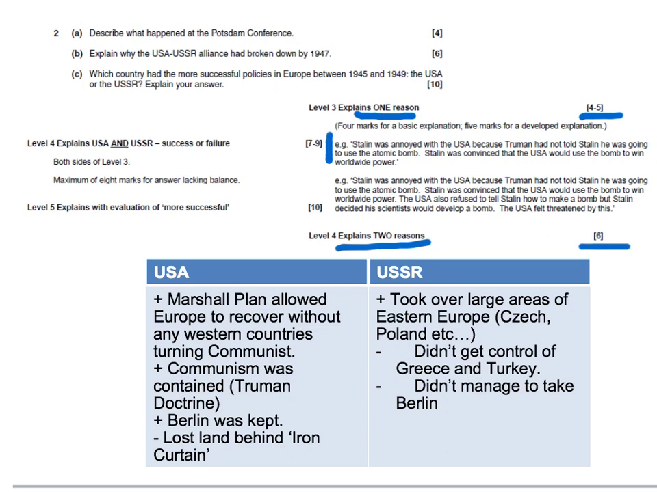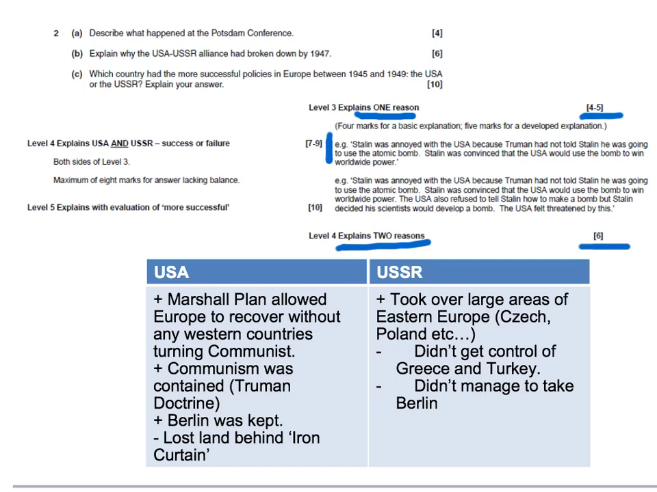So there's several things there. Clearly, you want to try and explain 2 reasons to get the top marks. Okay, now then, the essay question. Which country had more successful policies in Europe between 45 and 49, the USA or the USSR? Obviously, explain USA and USSR success or failure. So both sides of this, because level 3, which would just be one side, is your 7-9 bracket. And then an evaluation of who was more successful gets you 10 marks. That's a standard essay response for this.